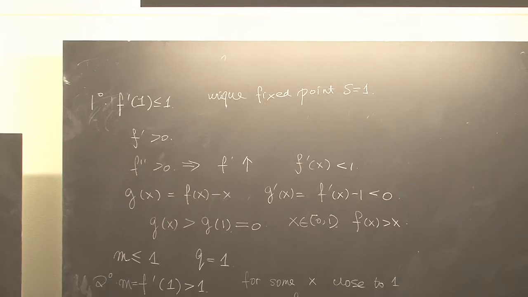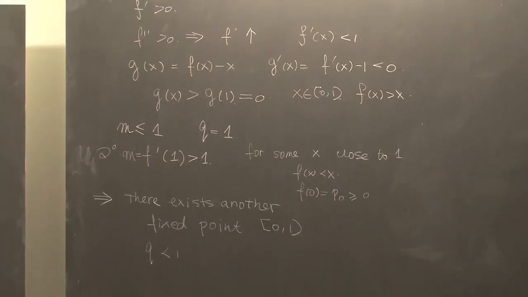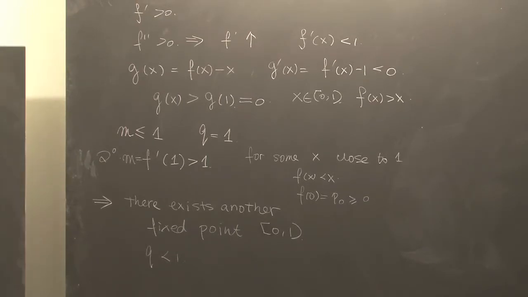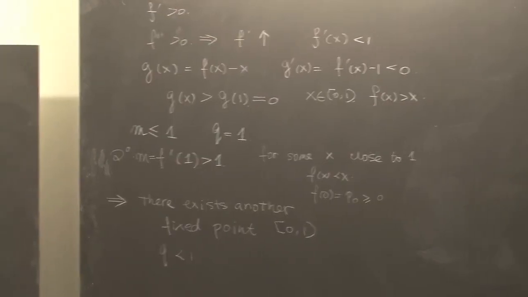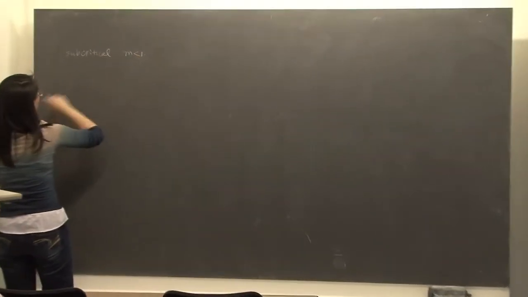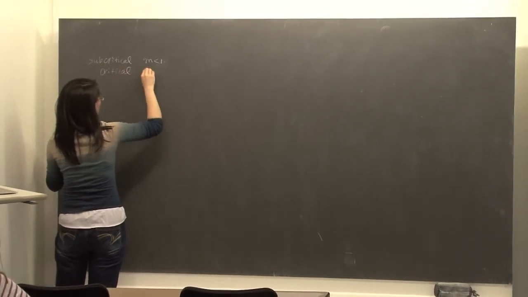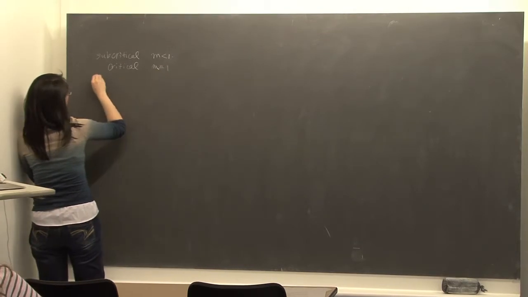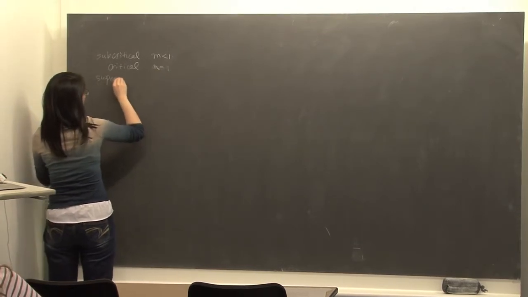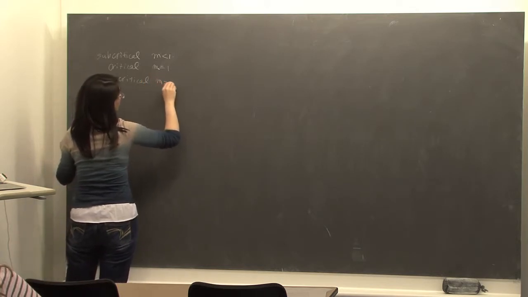And the subcritical case, m less than 1. So in fact, subcritical is m strictly less than 1, critical is m equals 1, and the supercritical is m strictly greater than 1.